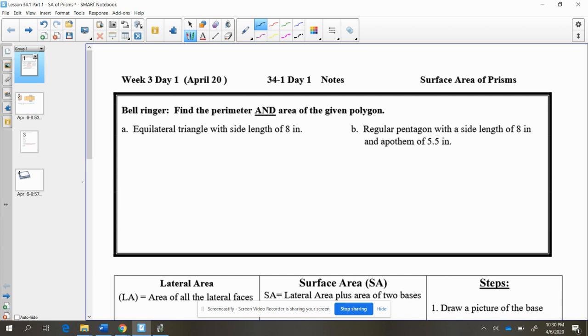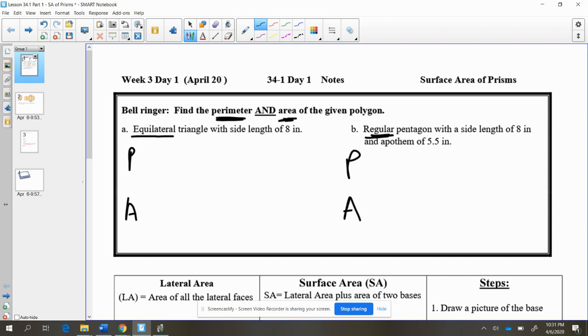Hello everybody, we are going to start today's notes by reviewing finding the perimeter of a figure and the area of a two-dimensional polygon. So take a moment to pause your notes and find the perimeter of this equilateral triangle as well as its area, and also for the regular polygon, find the perimeter of it as well as its area.